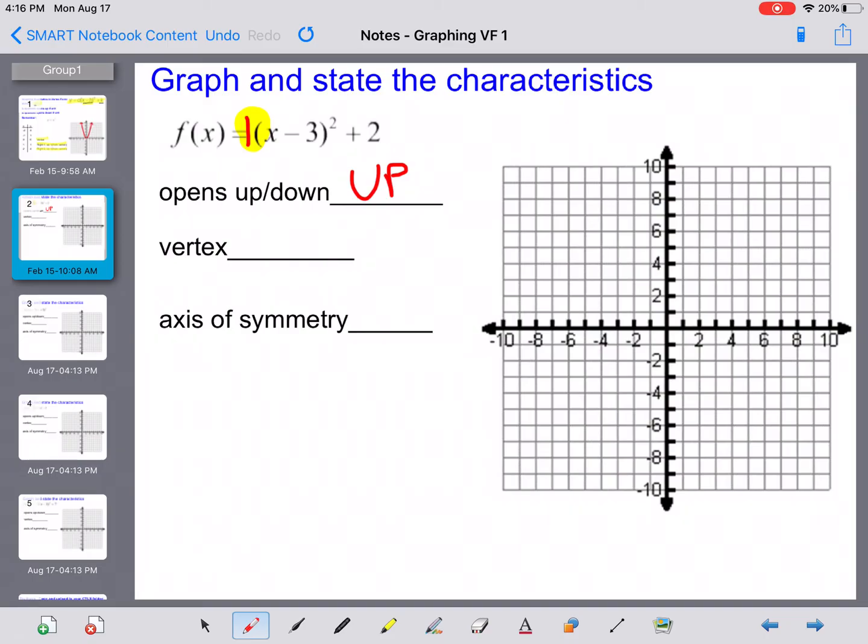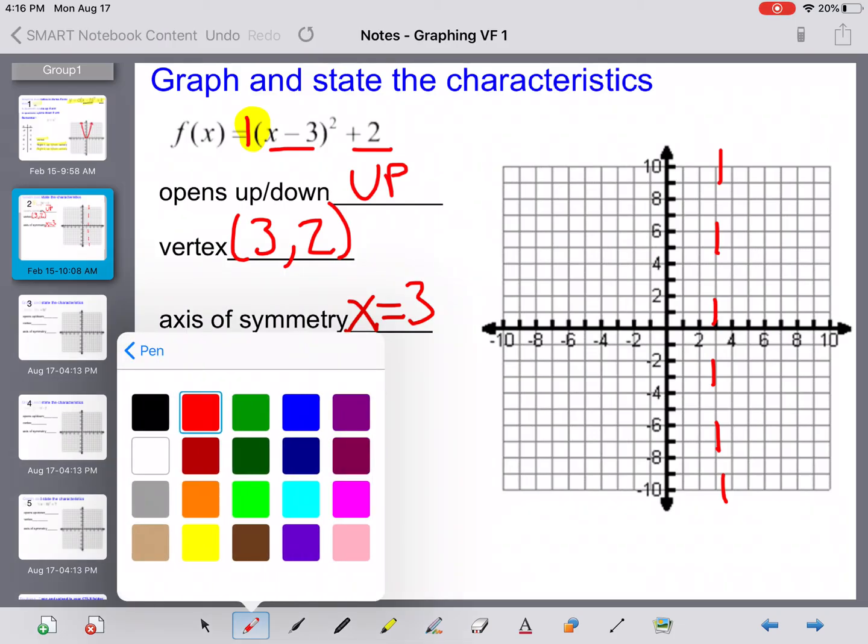Our vertex, we're going to look at this x minus 3. And like I said in the previous slide, we're going to always take the opposite of that. So that's going to become positive 3. And then your k value, we take the same sign as it is there. And then our axis of symmetry is going to be x equals 3. That is the same as your x value of your vertex. So I'm going to graph the axis of symmetry first. Remember, that is just your vertical line that passes through the vertex.